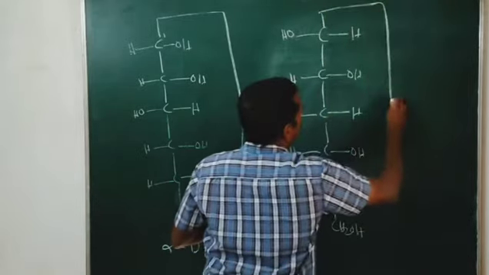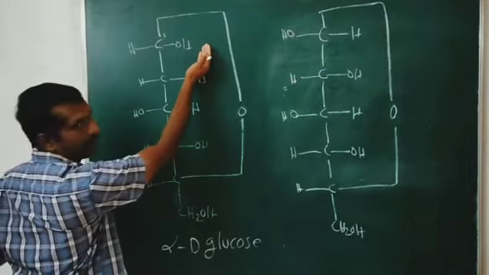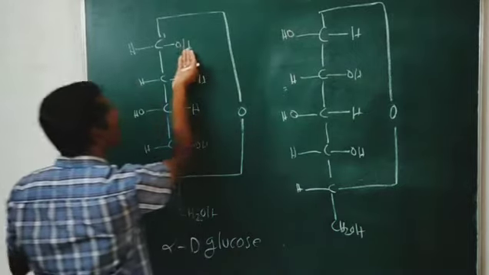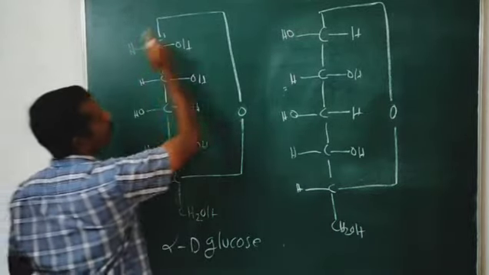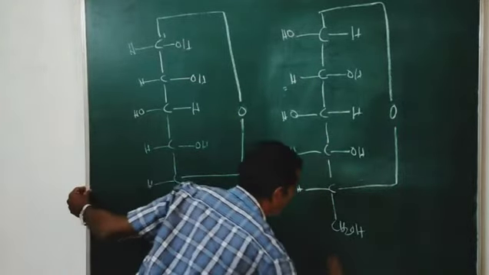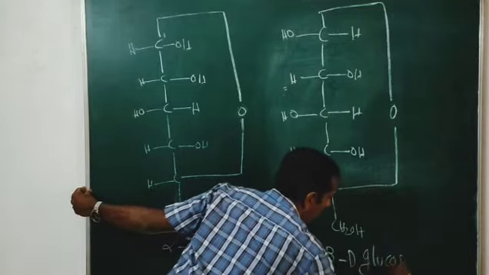So what is the difference between these two structures? You can see that here OH is on the right-hand side and H is on the left. And in this structure OH is on the left-hand side and H is on the right-hand side. This is alpha D glucose, and this one is known as beta D glucose.